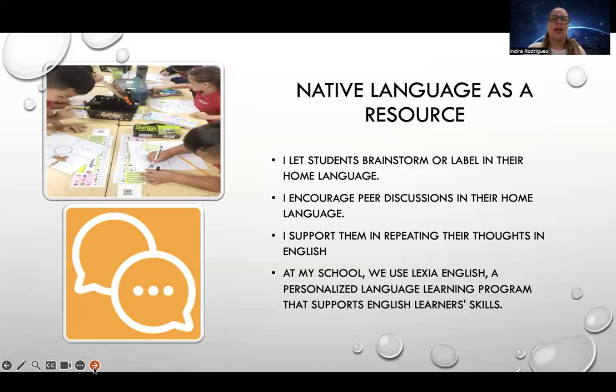Native language as a resource. In my class, I let the students brainstorm or collaborate in their home language. I encourage peer discussions in their home language as well, and I support them in repeating their thoughts in English right after their discussion. We also, as a school, use an app called Lexia English, a personalized language learning program that supports English learners' skills.